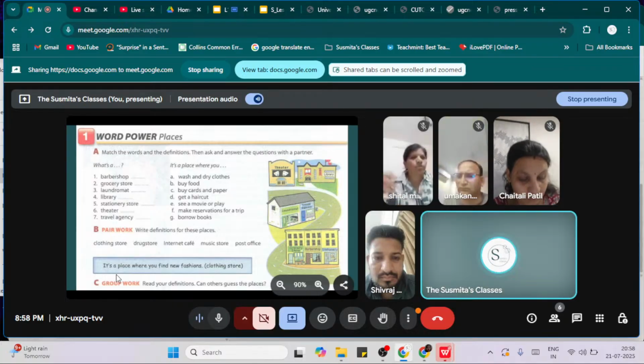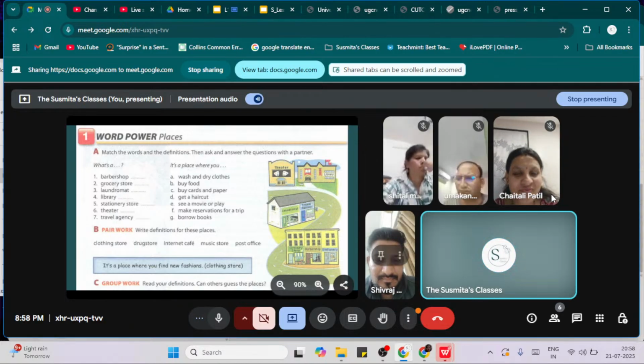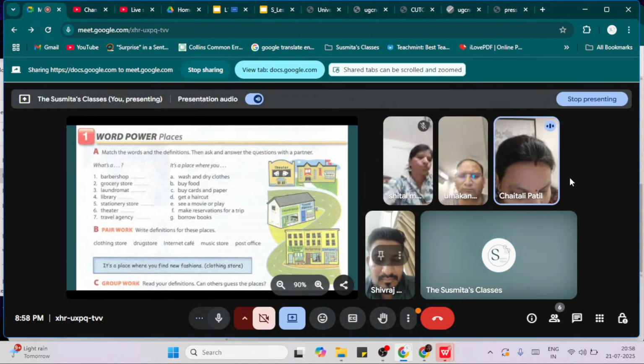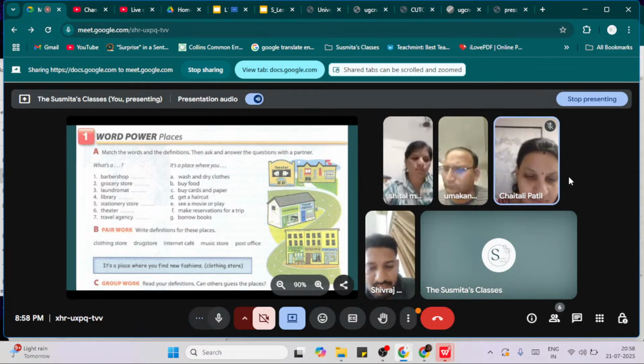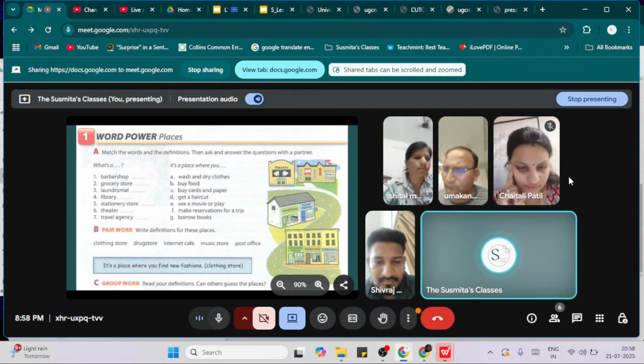Chaitali ma'am, what is a clothing store? You are on mute. It is a place where you buy clothes. Very good. Sheetal ma'am, what is a drugstore? It is a place where you buy medicines. Very good. Shivraj, what is an internet cafe?